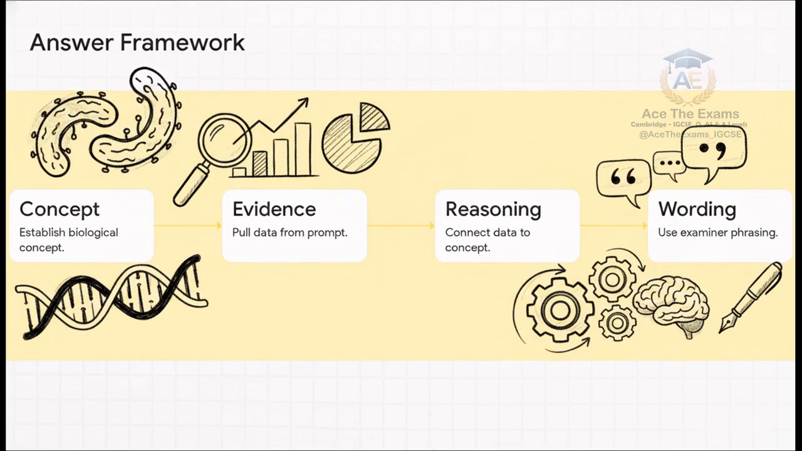So how do we actually structure this into a high-band exam answer? We follow this exact analytical chain. First, establish the biological concept. Second, pull in evidence or data directly from the exam prompt. Third, apply scientific reasoning to connect that data right back to the concept. And finally, use exact examiner wording to lock in the points.